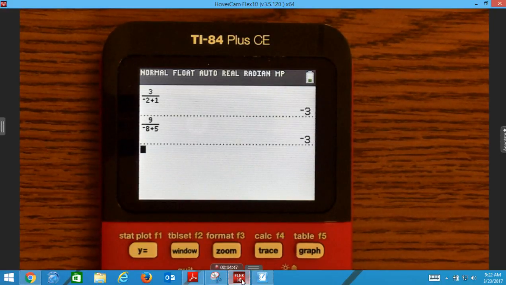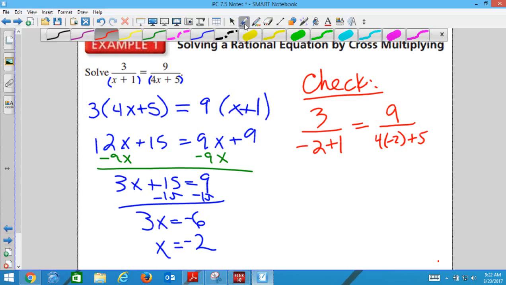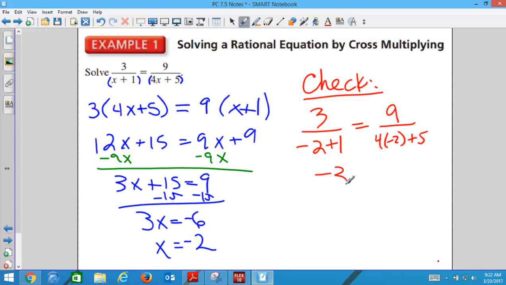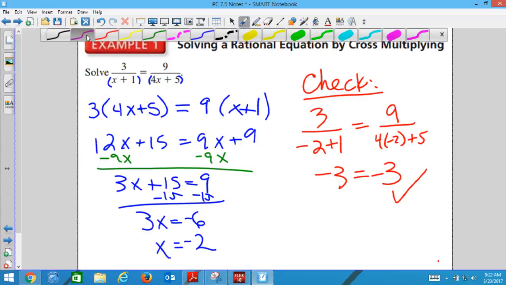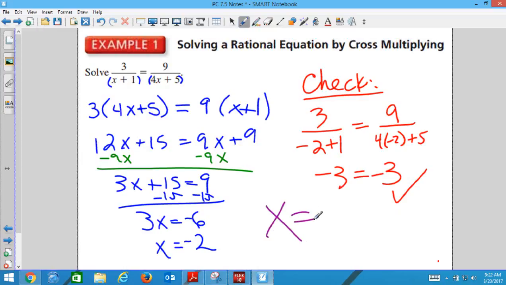And you can see that when I plug in x in both sides of the equation, both sides give you the same value. So I know that I have the right answer. You can do that part by hand, or you can check it on your calculator. What is my final answer? X equals -2. It is not x equals -3.